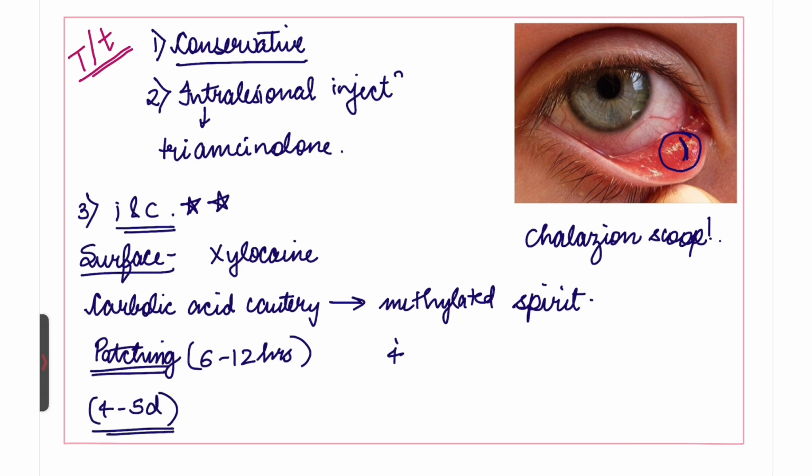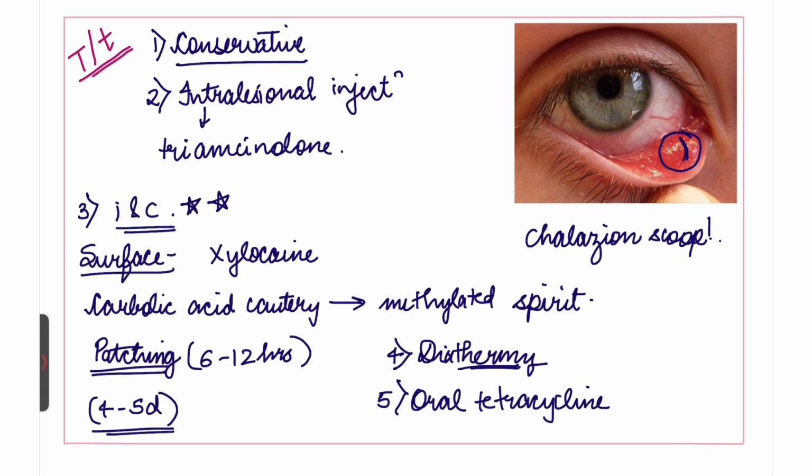The fourth option which we have is diathermy. This is preferred for a marginal chalazion, and then oral tetracycline. This is given as a prophylaxis in recurrent chalazion, especially if it is associated with acne rosacea or seborrheic dermatitis.